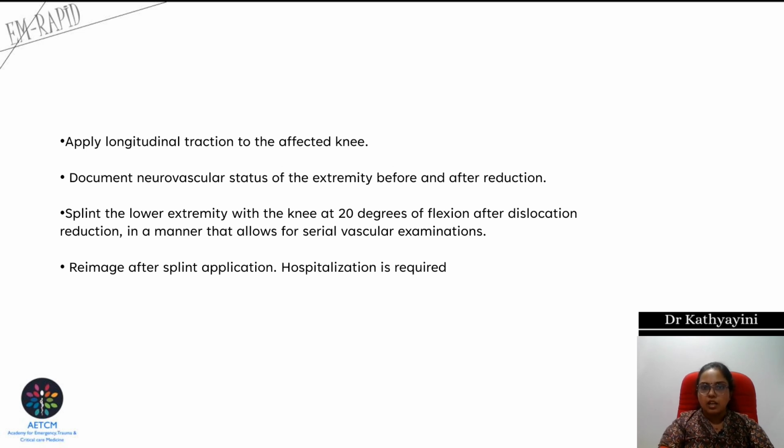After the reduction, we have to splint the lower extremity with the knee in 20 degrees of flexion, so that serial vascular assessment is still possible while splinting. After splinting, we go for repeat imaging, and the patient should be hospitalized.